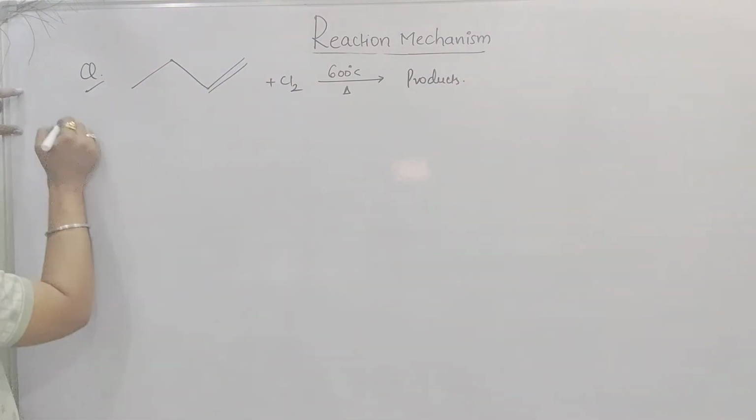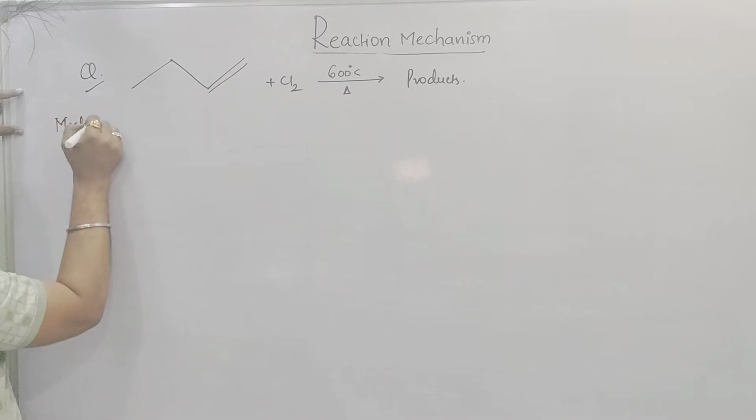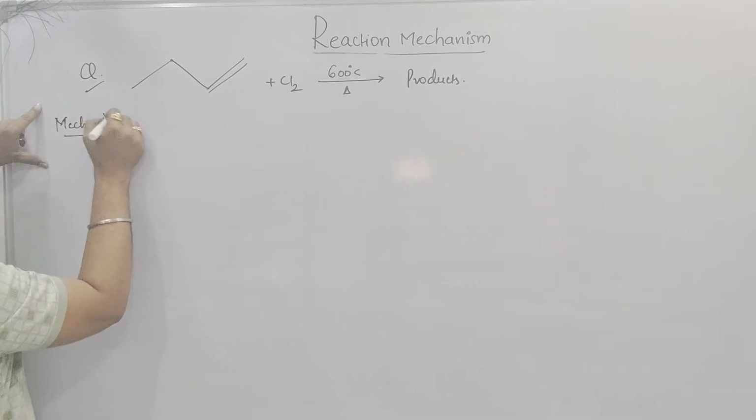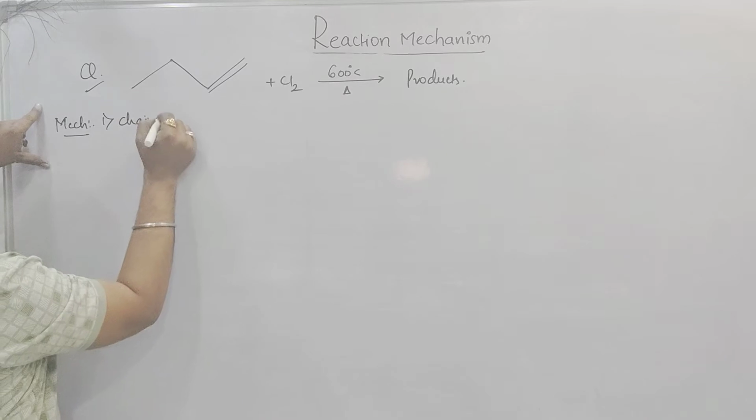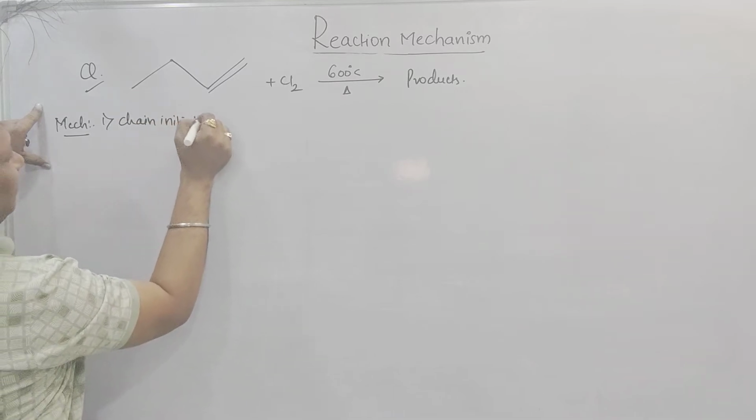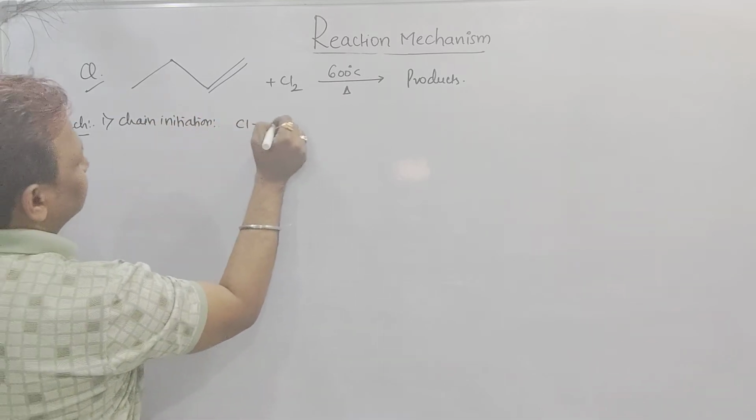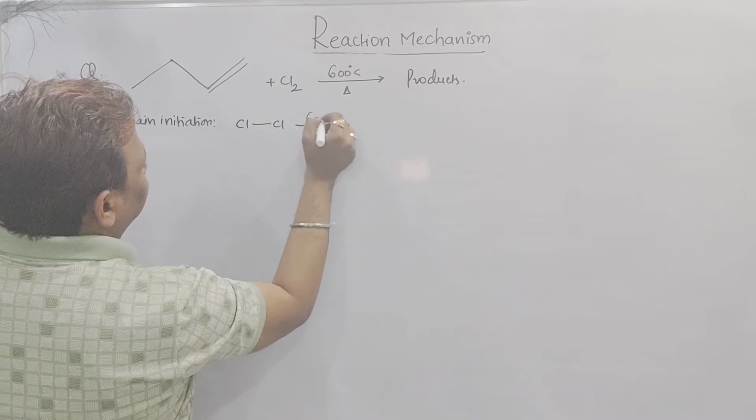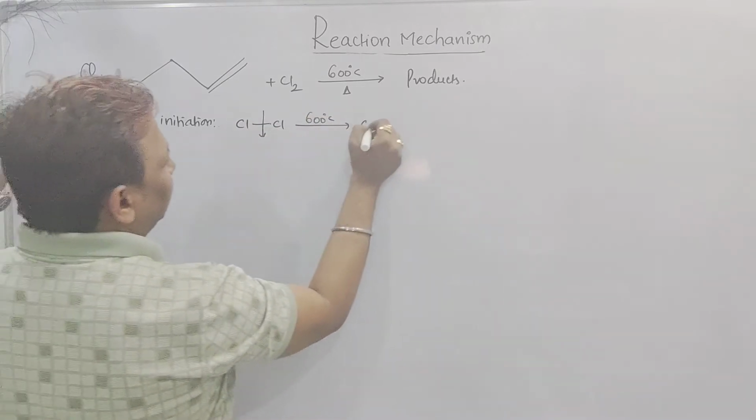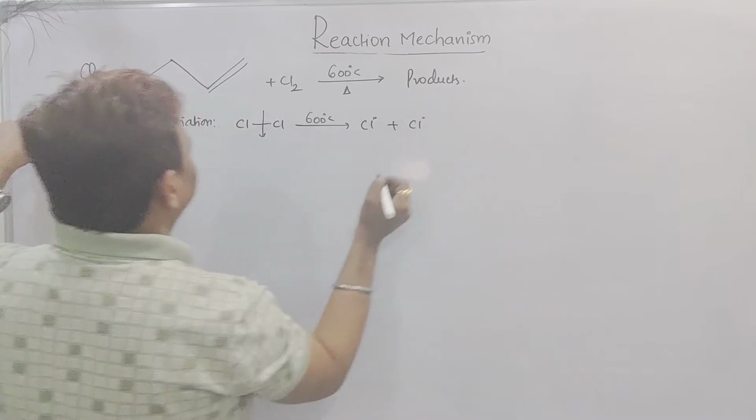Chalo, we'll go with the mechanism, beta. The first one I want to go with is the mechanism. What is the first step, sir? The first step is the chain initiation. Sir, what is there in the chain initiation? Cl will react with Cl at a very high temperature. It will form chlorine free radical.